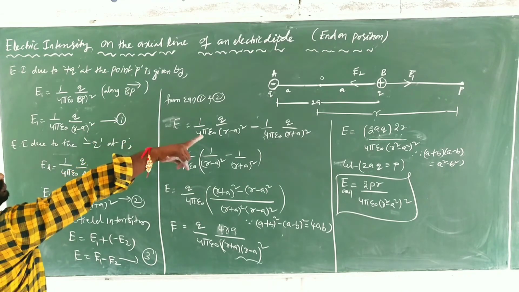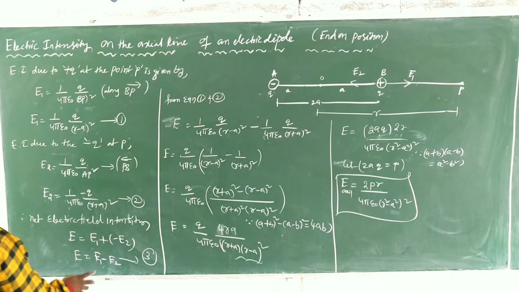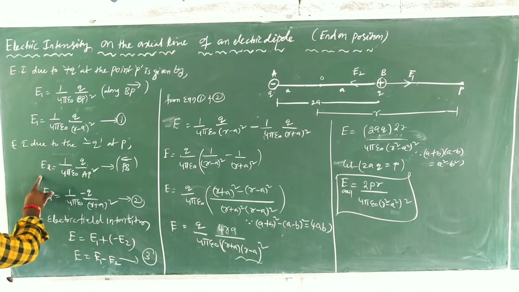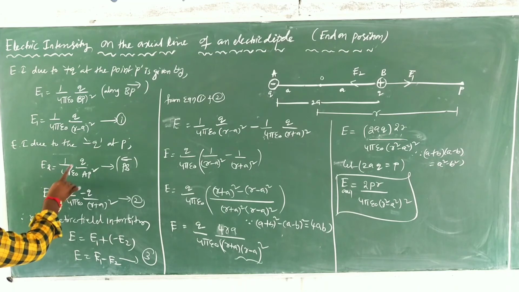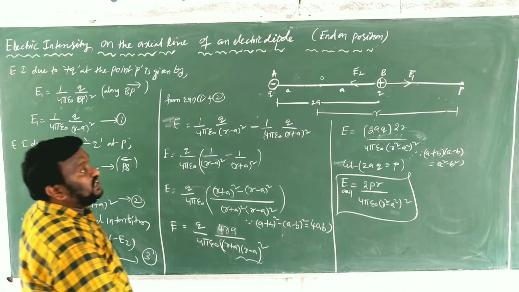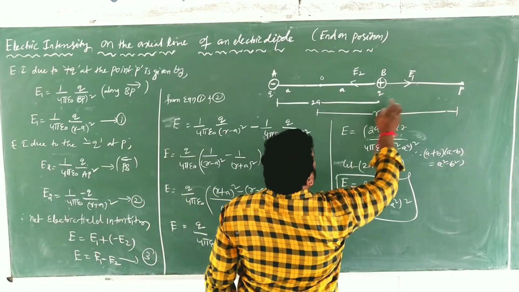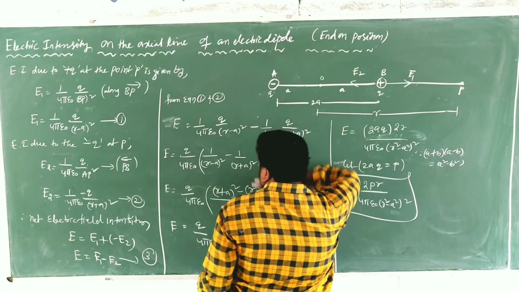Similarly, due to the minus q there is also an electric field intensity. That should be taken like this: E2 is equal to 1 by 4 pi epsilon naught q by AB square. So in this case you have to observe the electric field intensity direction: E1 is in the direction of BP and E2 is in the direction of PB.